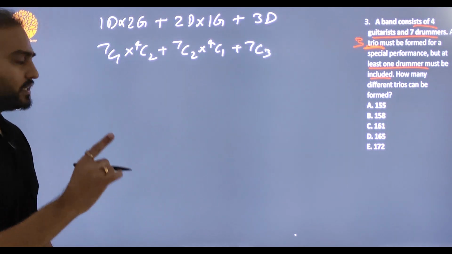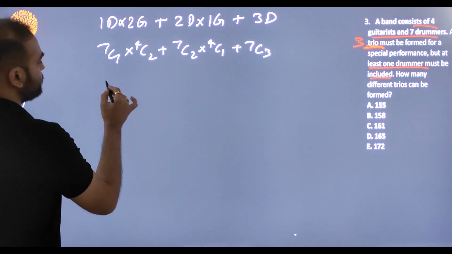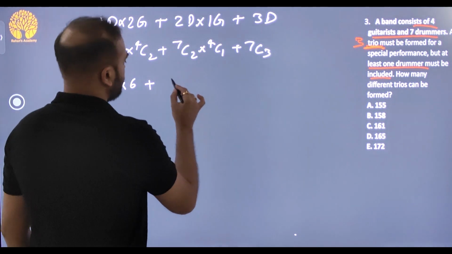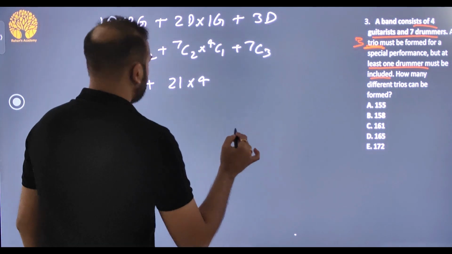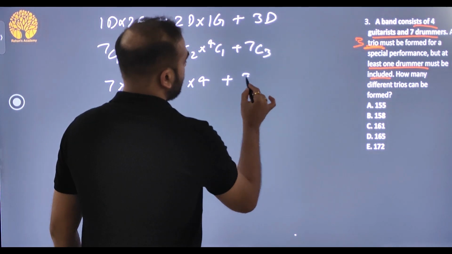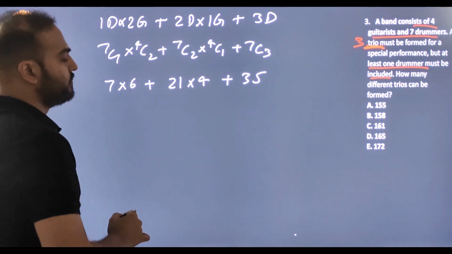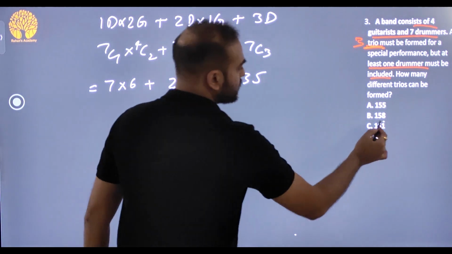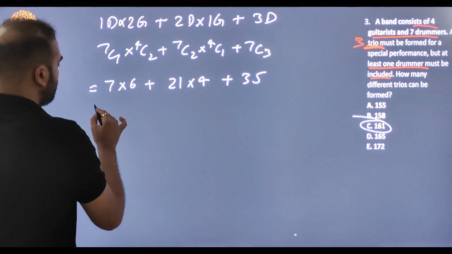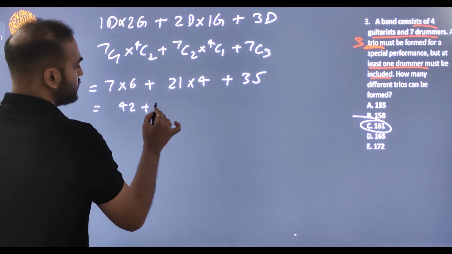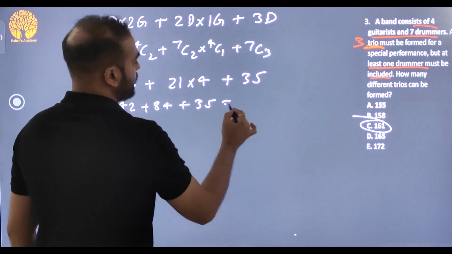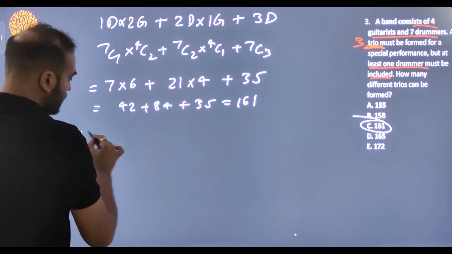Or as we discussed last time. Okay, let's solve this first. That's 7 into 6, 42, 21 times 4, that's 84, and 35. If you solve that, I think that comes to 161. If you just solve it, that's 42 plus 84, 126 plus 35, 161.